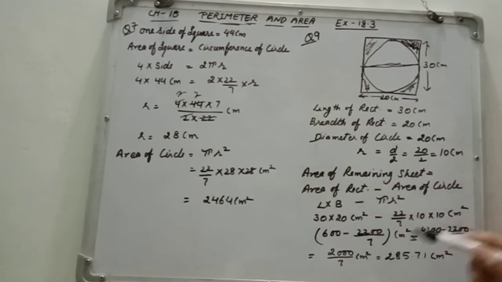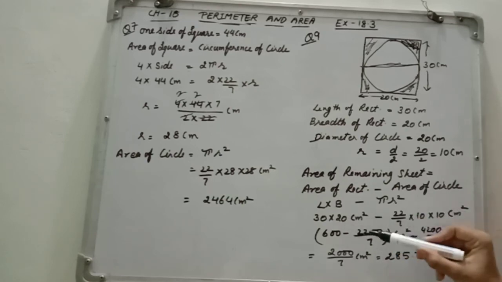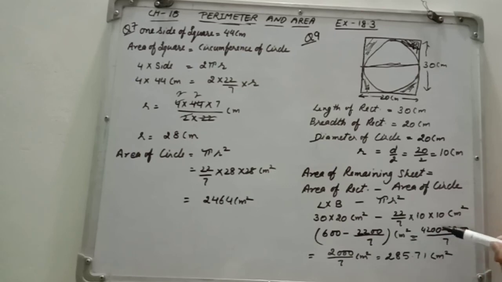What is the formula of area of rectangle? Length into breadth. And what is the area of a circle? Pi r square. Length is with you, breadth is with you. Put the value 30 into 20. Okay. And pi 22/7. What is r with you? 10. 10 2 times, 10 into 10. Okay. So 600 minus 2200 over 7. By taking LCM, 4200 minus 2200 over 7. So we get 2000 over 7. After division we get 285.71 centimeter square. This is our answer.